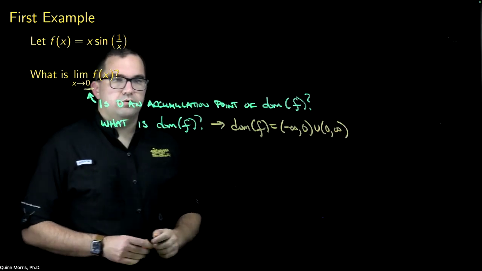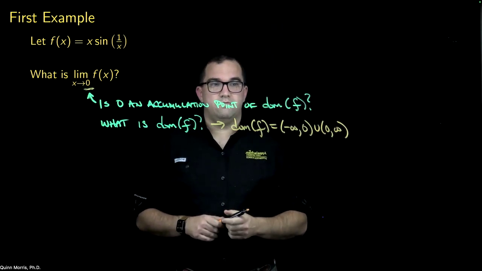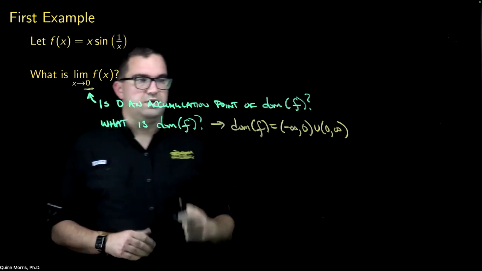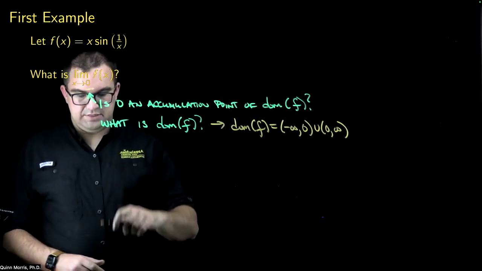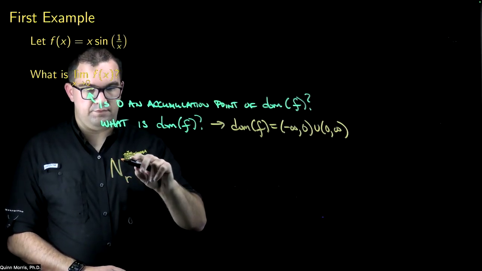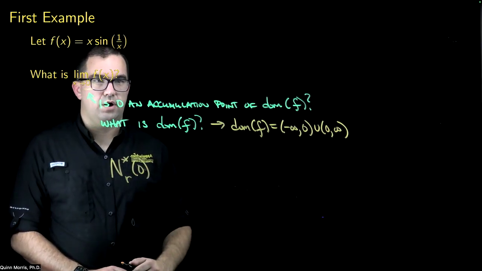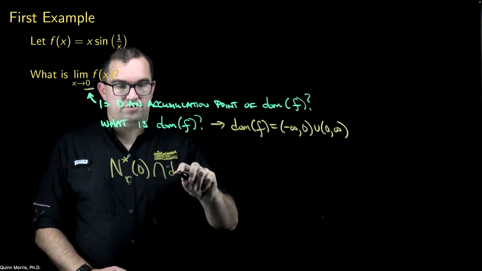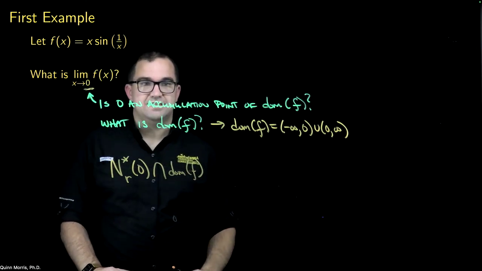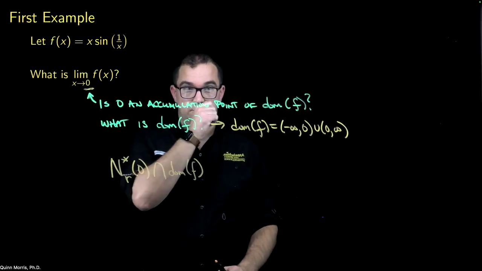Okay. So now that I know what my domain is, I can ask, is 0 an accumulation point of the domain of f? Well, what does that mean? What does it mean for 0 to be an accumulation point of the domain of f? That means I want to look at the deleted neighborhood for any radius r. I want to look at the deleted neighborhood of 0. I want to intersect that with the domain of f. And if this intersection is not empty for every value of r, then 0 is an accumulation point of the domain.